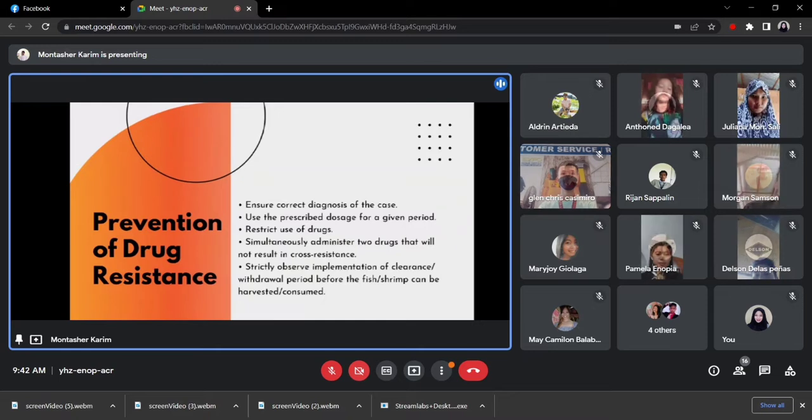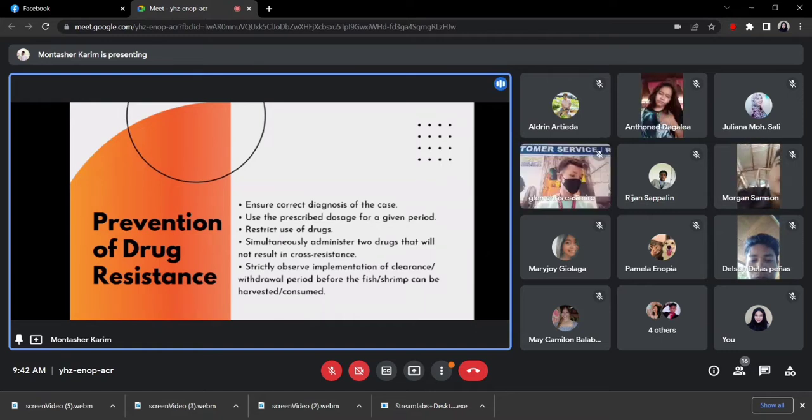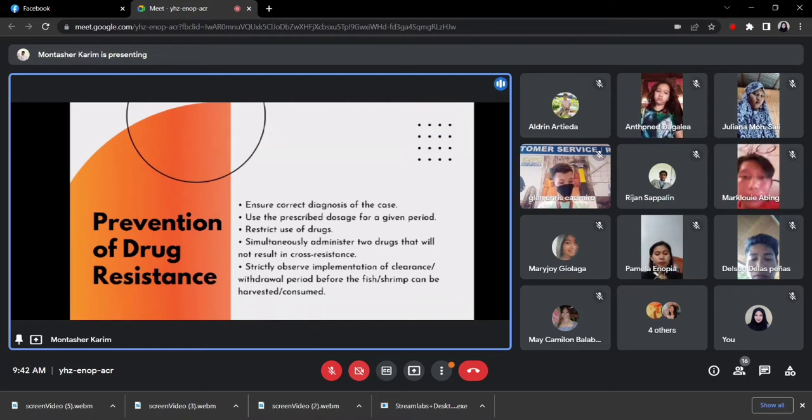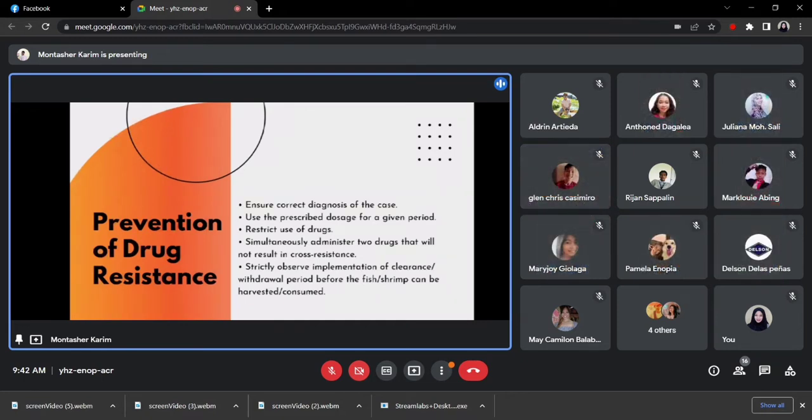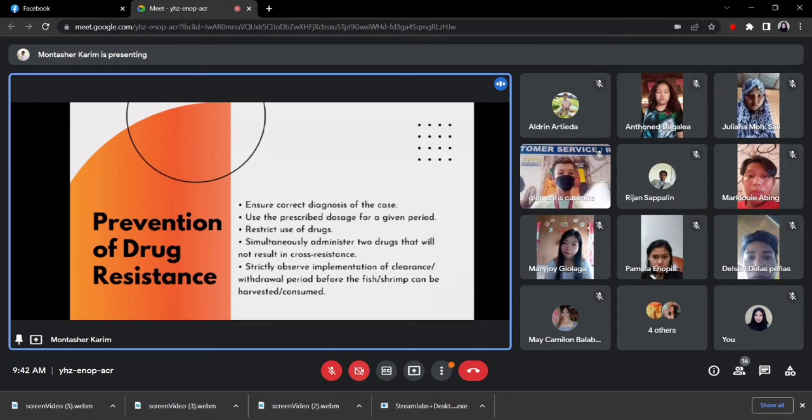So, let's start with the prevention of drug resistance. First, ensure correct diagnosis of the case. Second, the use of prescribed dosage for a given period. Third, restrict use of drugs. Simultaneously administer drugs that will not result in a cross resistance. And last, strictly observe implementation of clearance withdrawal period before the fish or shrimp can be harvested or consumed.